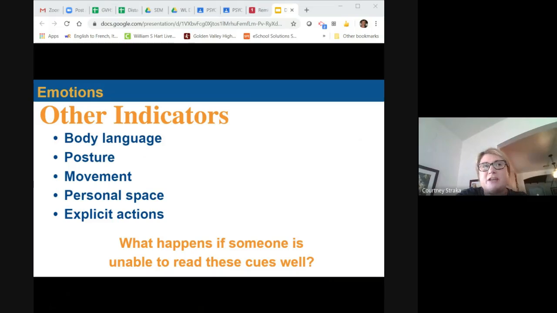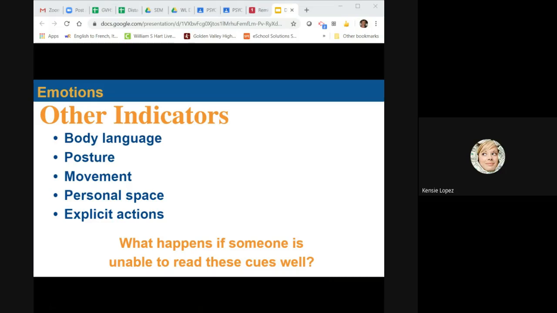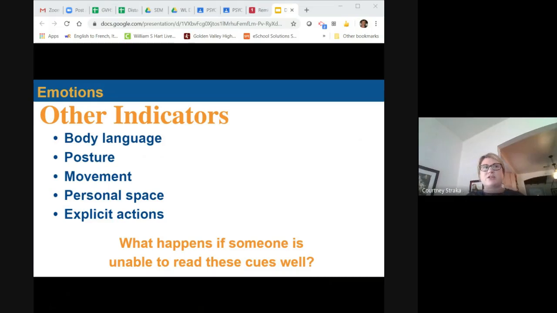Can these indicators change from person to person? Yes. These are going to be more of your nurture or your environmental factors or indicators, right? Different people are going to express themselves in different ways with body language, posture, movement, personal space, right? And it's going to change from culture to culture, society to society.